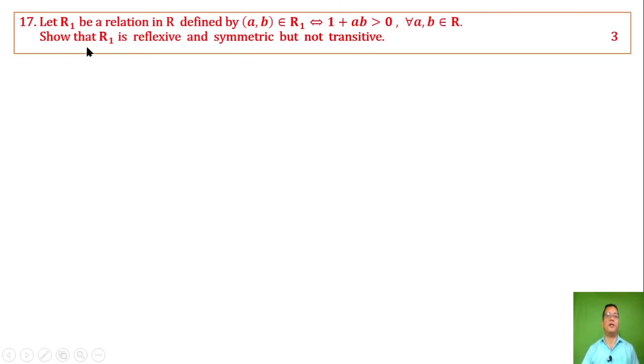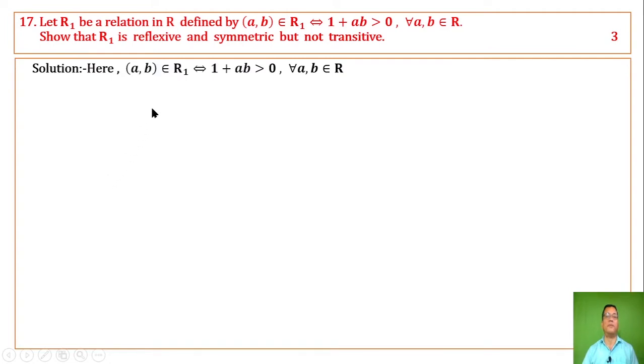Let R1 be a relation in R defined by ordered pair AB belongs to R1 if and only if 1 plus AB greater than 0 for all AB belongs to R. Show that R1 is reflexive and symmetric but not transitive. 3 marks. Here ordered pair AB belongs to R1 if and only if 1 plus AB greater than 0 for all AB belong to R.